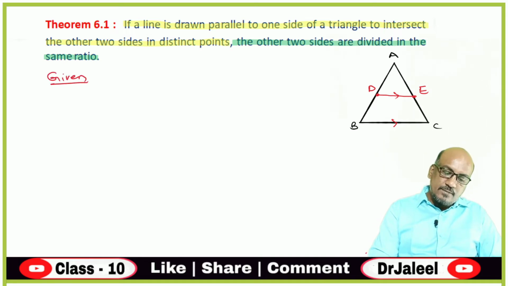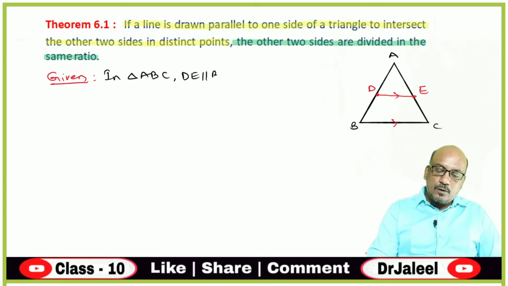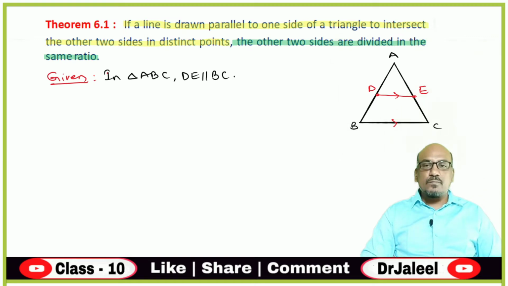Given. What is given, children, here? In triangle ABC, DE is a line drawn parallel to BC. So we have clearly mentioned about given.